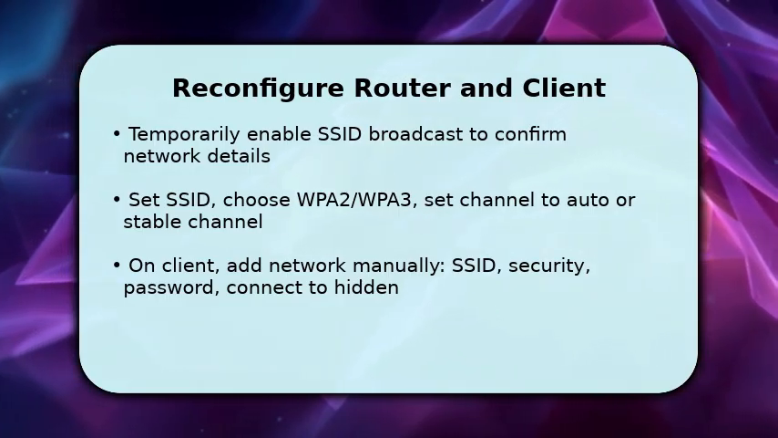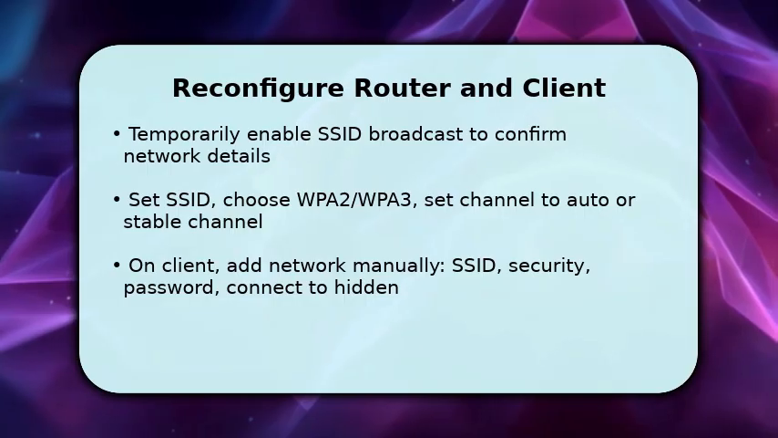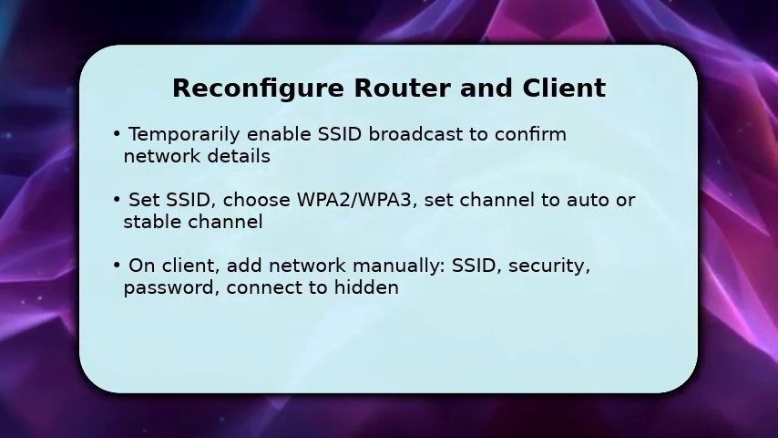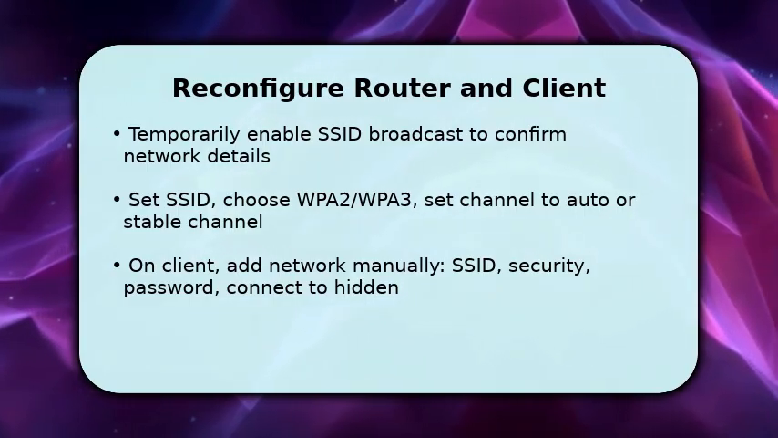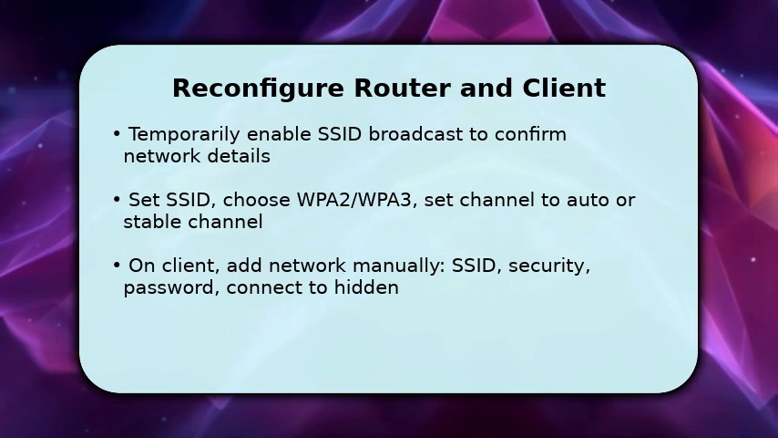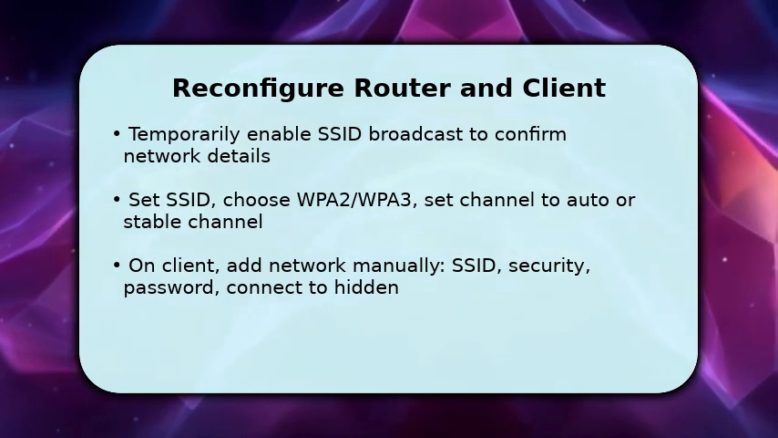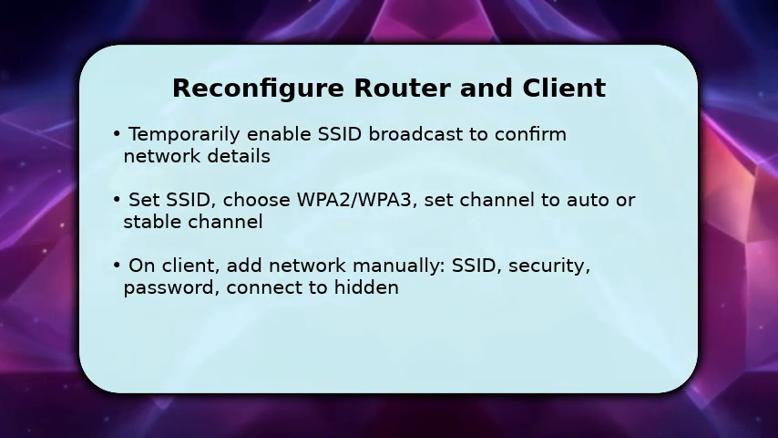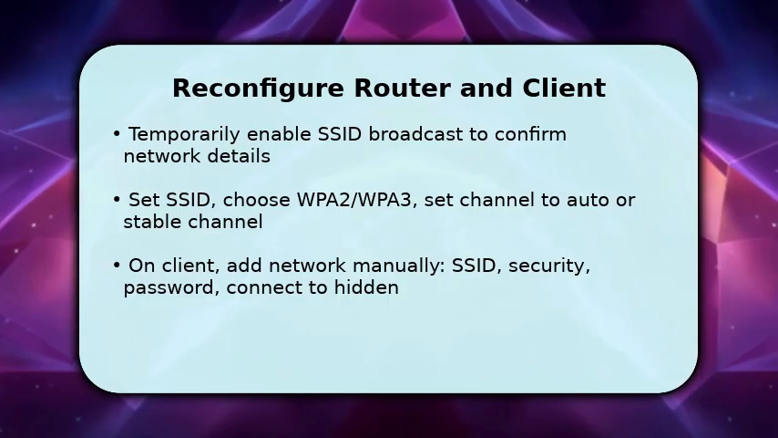On the client, manually add the network using the exact SSID. Select the same security type and enter the password. Make sure to choose Connect, even if you finish by rebooting both router and client, then test the connection and internet access to confirm success.